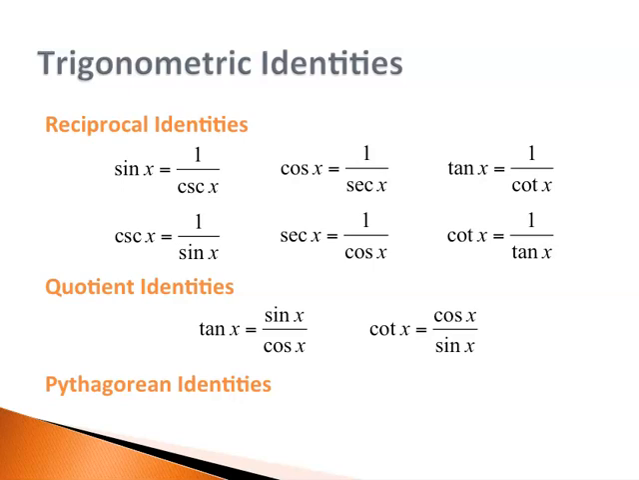Lastly, we have the Pythagorean identities. As the name suggests, if you remember, the Pythagorean theorem was always the sum of squares equaling another square. So that's what you're going to see here. There are 3 of them. The first one is sine squared of x plus cosine squared x is equal to 1.